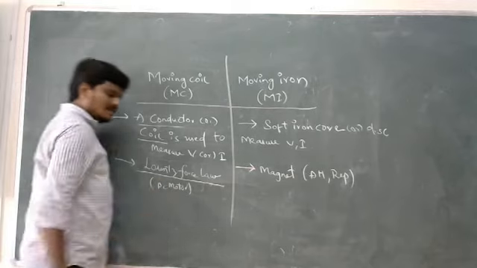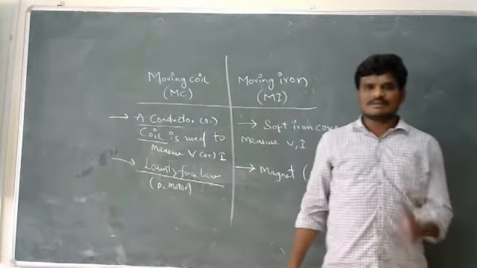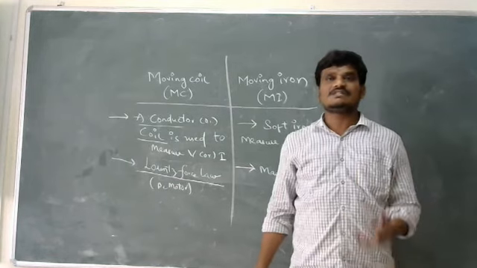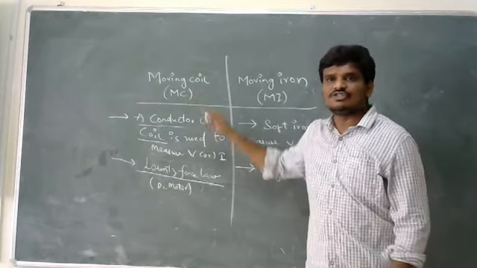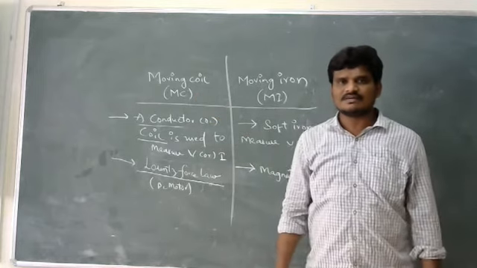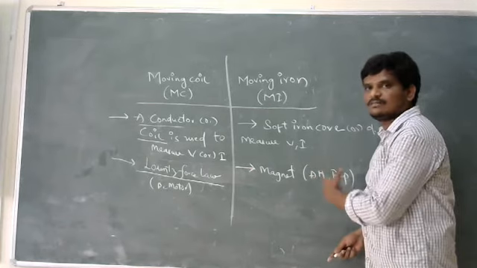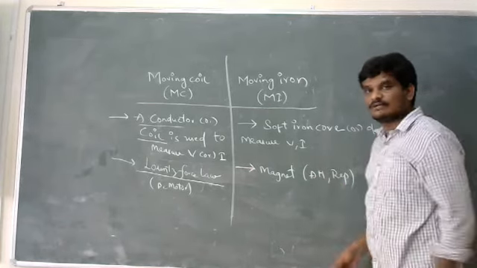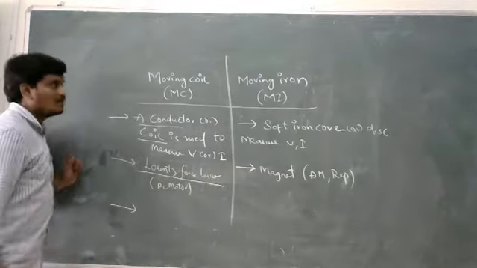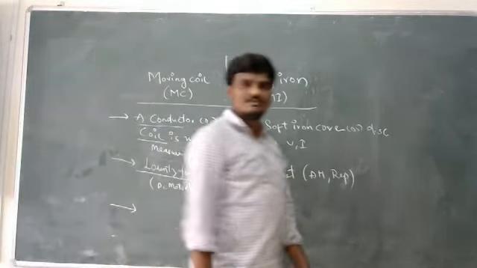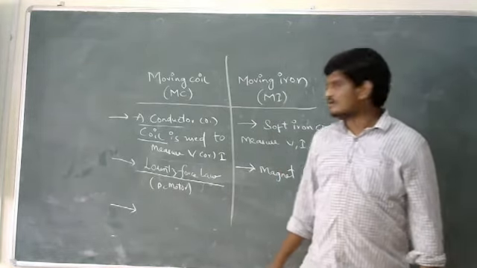Now coming to the statement of the Lorentz force law: whenever a current carrying conductor is placed in a magnetic field, it experiences some force. That force is utilized in the MC instrument to move the pointer on its scale. In an MI instrument, I am using attraction and repulsion forces to produce that force. Now coming to the uses: for what type of supply will MC and MI instruments be used?